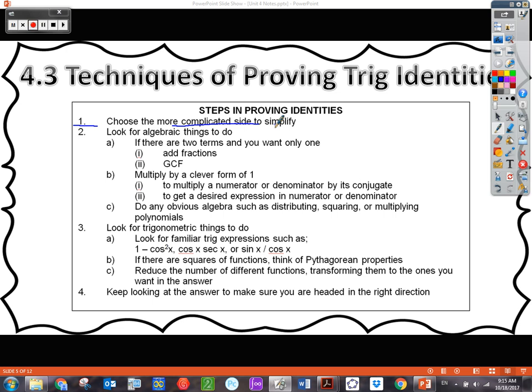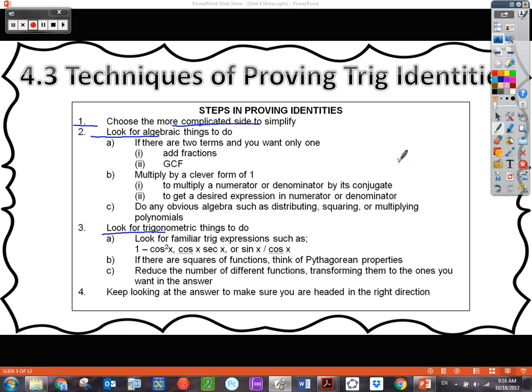Now when we work on whichever side we're choosing, we have a couple of different things to do. We can look for algebraic things to do, and we can look for trigonometric things to do. We have to keep both of those in mind. So let's talk about some algebra things that you might want to do. You always want to be looking at where you're going. If I have two terms in the side that I'm working on and I need to get down to one term, I could add fractions together, or I could do GCF factoring. Factoring is a thing, right? Some of us kind of gloss over that, but factoring out the greatest common factor is really a pretty powerful thing for us to be able to do. So we need to keep that in mind.